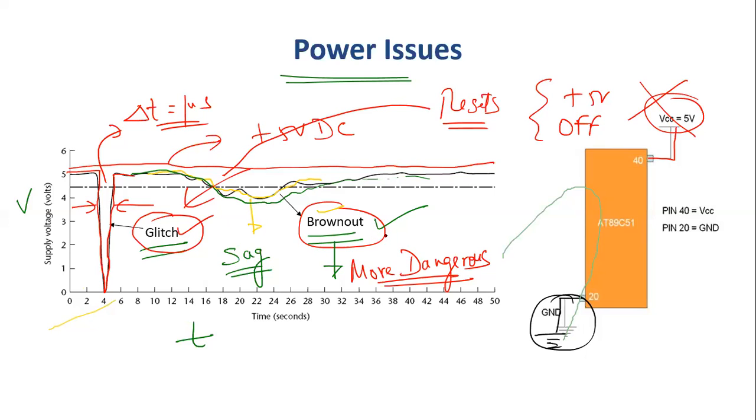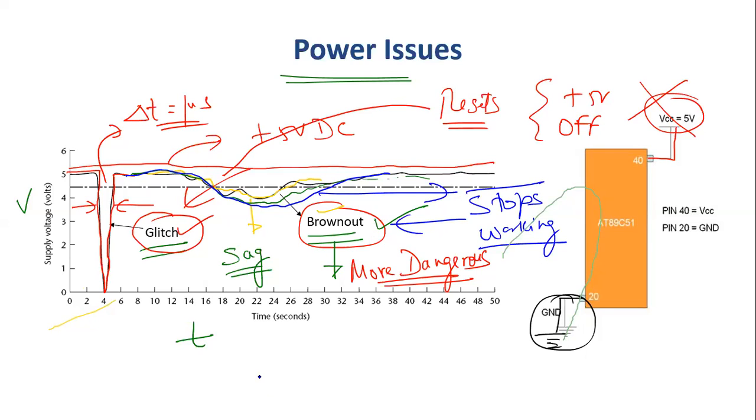If a brownout happens, on the other hand, when the voltage slowly drops to 4 or 3.5 and then it regains, most likely the microcontroller will not begin its operation once again. The microcontroller stops performing, stops working when a brownout happens. So you have to be more careful in dealing with a brownout than a glitch. That is why we normally use brownout detection circuits.